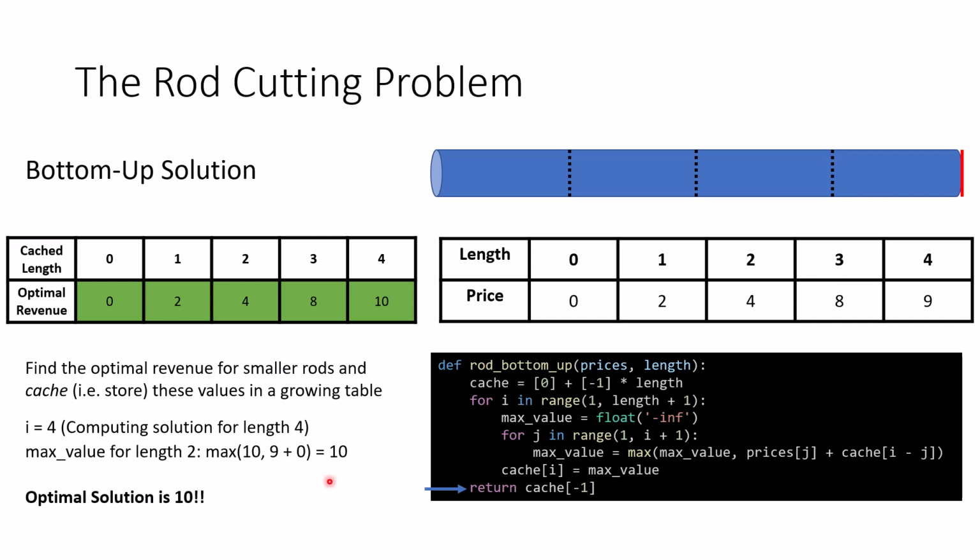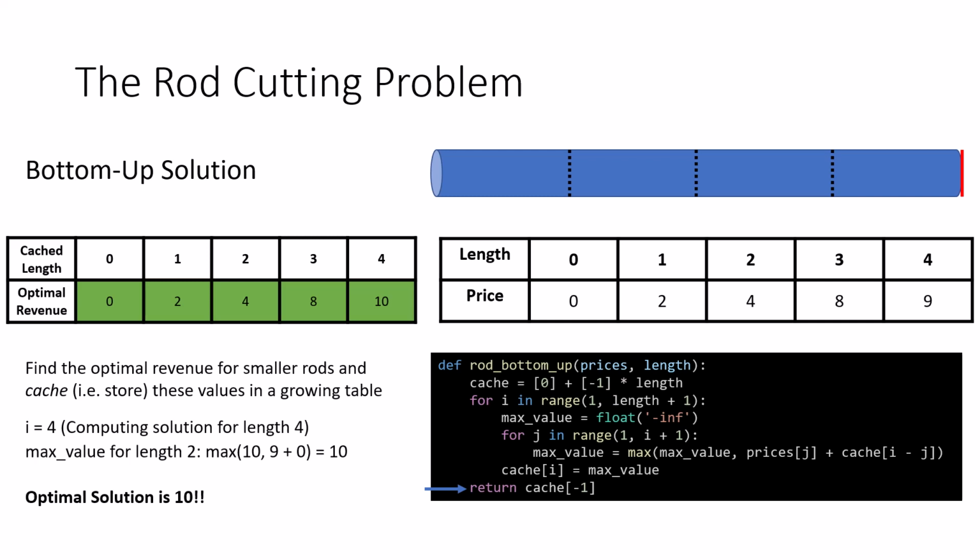Because we found a better solution where we cut it up, and we made use of a smaller optimal problem, which was a rod of length 3, which happened to have a price of 8, and we added that up to another price, which was just 2, and making use of our smaller problem's optimal solution, we were able to get the overall optimal solution. Okay? So all of that was great.